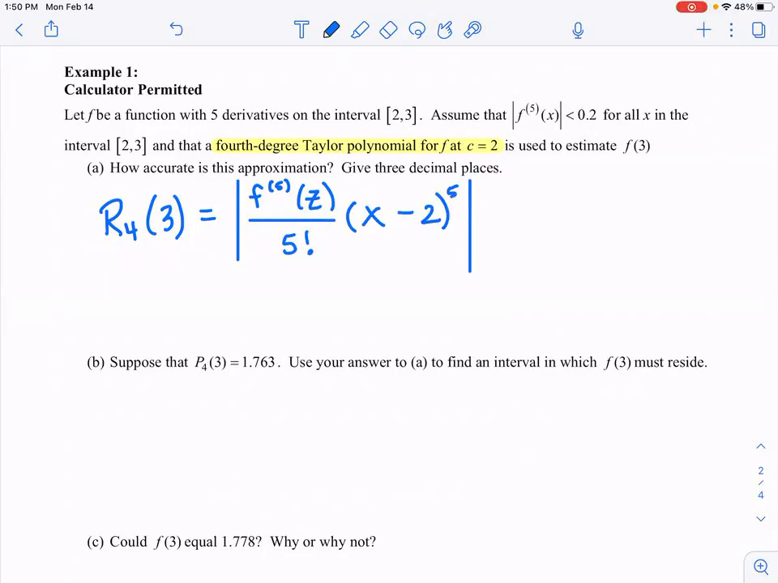times x minus 2, since we're centered at 2. Okay, and let's just call this x for a moment. In general, this is going to be our error. But since we're going to plug in 3, I'm going to replace x with 3. That's where 3 is going to go. Hey, what's the biggest our 5th derivative is going to be on this interval?